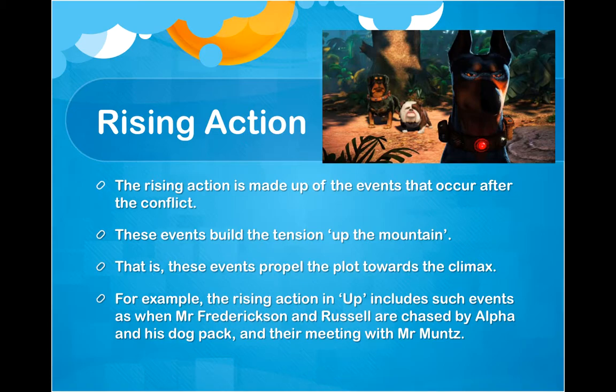Rising action. The rising action is made up of the events that occur after the conflict. These events build the tension up the mountain, so to speak. That is, these events propel the plot towards the climax. For example, the rising action in Up includes such events as when Mr. Fredricksen and Russell are chased by Alpha and his dog pack, and their meeting with Mr. Muntz.